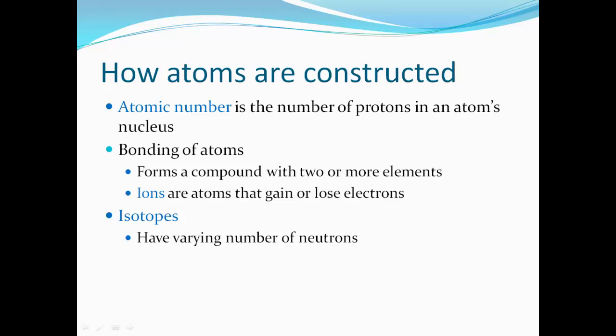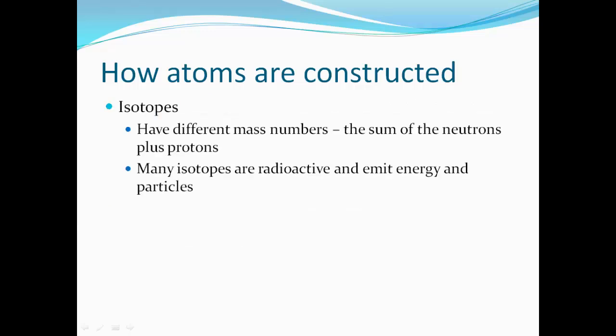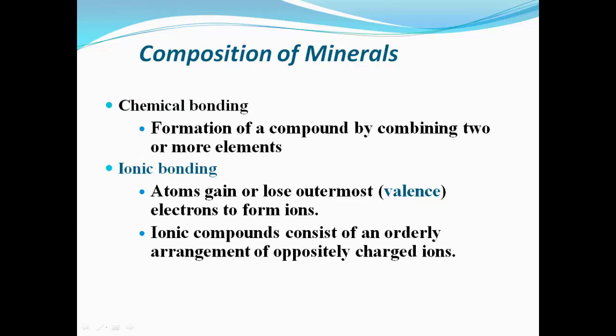Ions are atoms that gain or lose electrons. Okay, so you'll have these compounds of 2 or more elements, then you might have these ions of single elements floating around. Isotopes. Isotopes have a varying number of neutrons. So isotopes have different mass numbers because mass numbers are the sum of the neutrons and the protons. If an isotope has a different number of neutrons, it's going to change an element's mass. Many isotopes are radioactive and emit energy and particles.